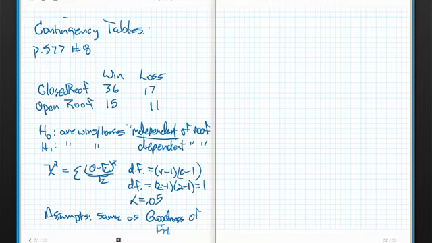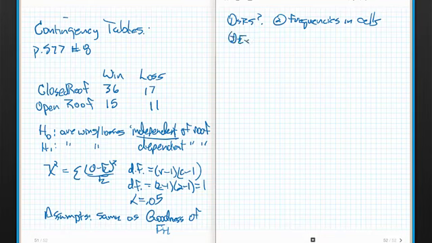Remember, so let's write them up. Number 1, simple random sample, but I'm going to put a question mark there, like, what does that really mean? Number 2, we're going to have frequencies in cells. So in other words, discrete numbers, frequencies in cells. And then last but not least, expected values in each cell greater than or equal to 5.